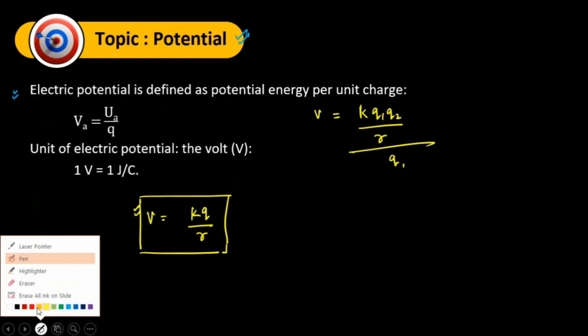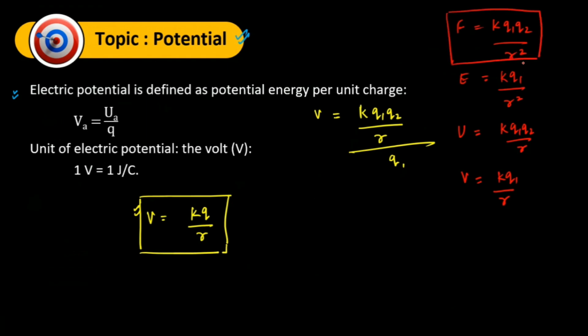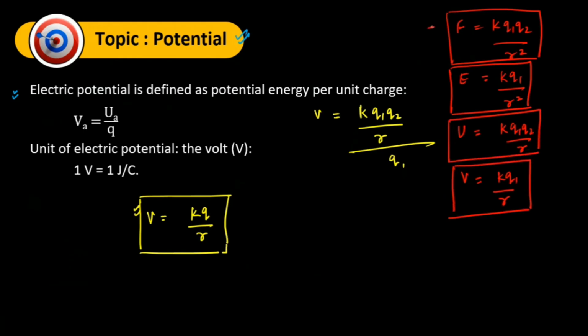Now let us try to memorize all the relations we have studied so far in this chapter. It all started with force. So force is K Q1 Q2 over R square. Then we talked about electric field, which, due to one charge only, is going to be K Q over R square. Then we talked about potential energy, which is going to be K Q1 Q2 over R. Now we are talking about potential, it is going to be K Q1 over R. So you can see how the formula changes as we move from one physical quantity to another, and this is only based upon the definition of these particular quantities. So these are the relations we have studied so far in this particular chapter.